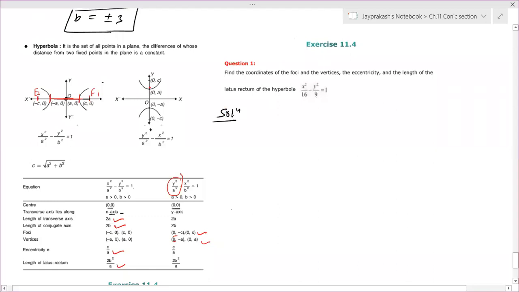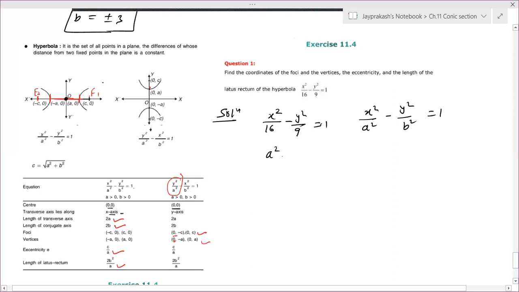So in exercise 11.4, in the first question we have to find the vertices, foci, eccentricity, and length of latus rectum for the hyperbola. When we compare our hyperbola equation with the standard form of the hyperbola, that is x square upon a square minus y square by b square is equal to 1, we have the value of a square as 16. So that means a is equal to plus or minus 4.